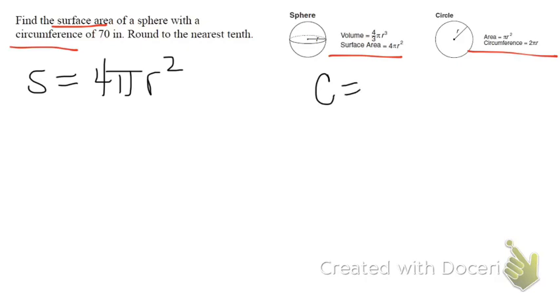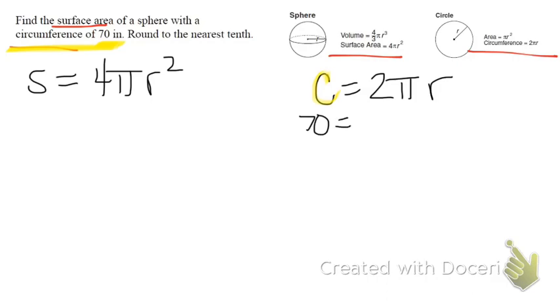Circumference is equal to 2 pi r. Now reread the question and figure out what is the given information. There's only one number that's even given in this problem, and that's the 70. It says the circumference is 70. So you're going to replace the C right here with 70. So below circumference, replace the C with 70.